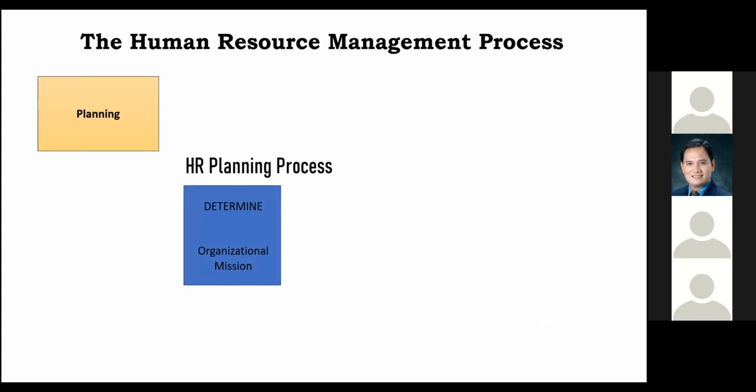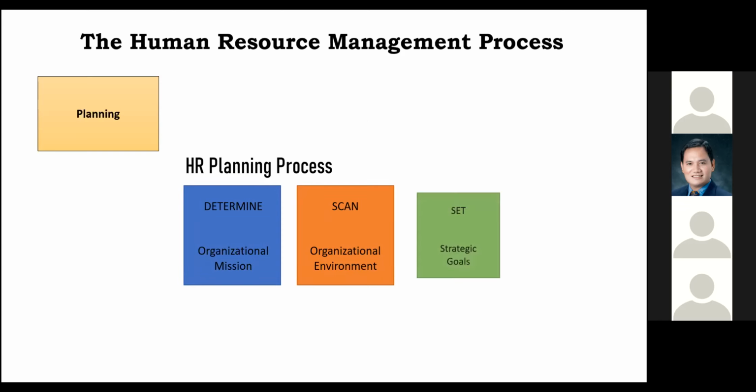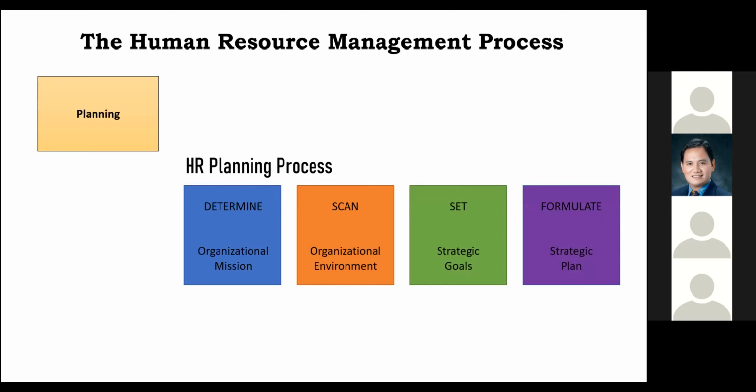Okay, the HR planning process. So visually, this is how we do it. First, we determine our mission. Sometimes the goals and objectives are included here. Next, we scan. That's what I said earlier, that we do an internal assessment, we assess our organizational environment. Then, we set our strategic goals, especially when we are able to determine the gaps. If we have developmental gaps, then it will be easier for us to develop the strategic goals. We set them. Then we formulate our strategic plan.